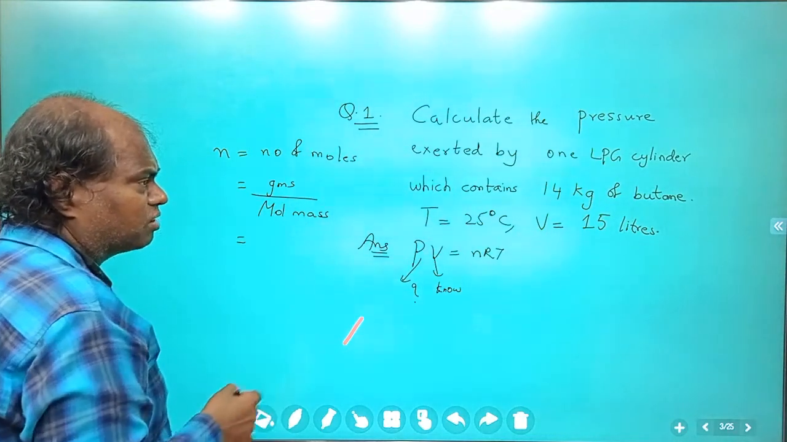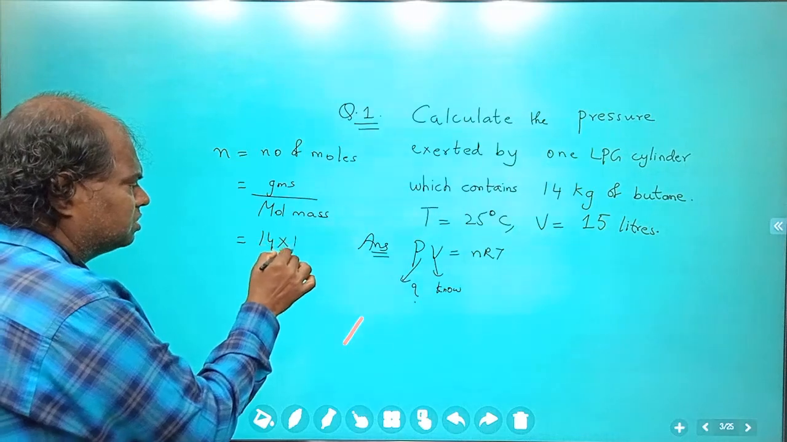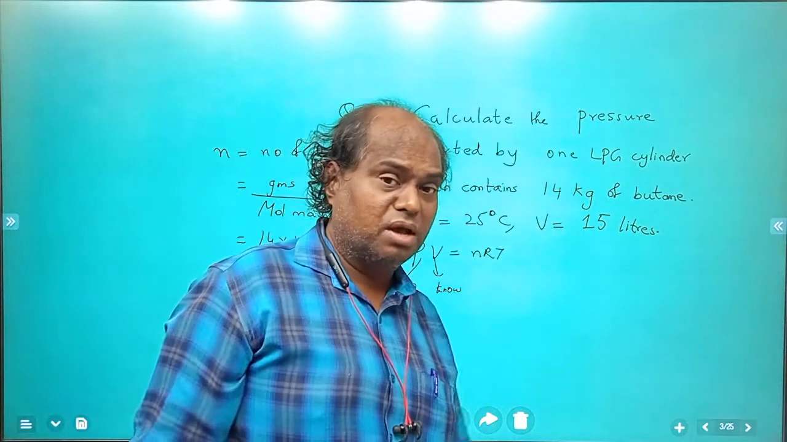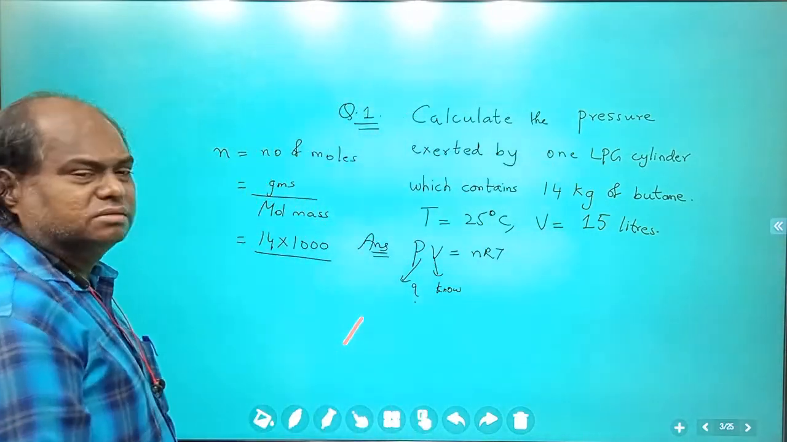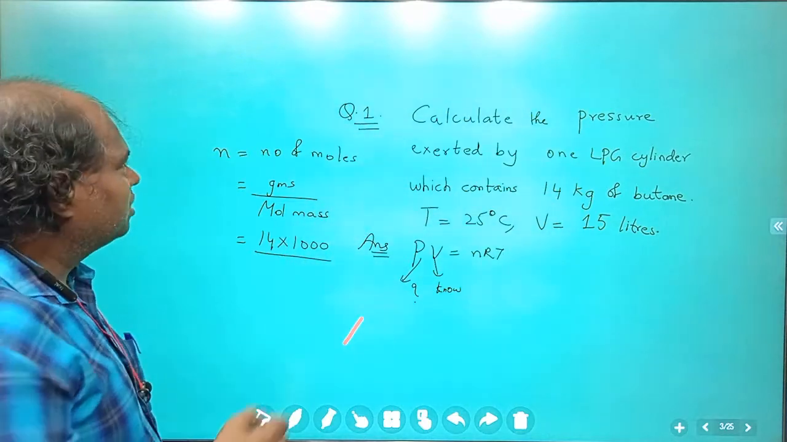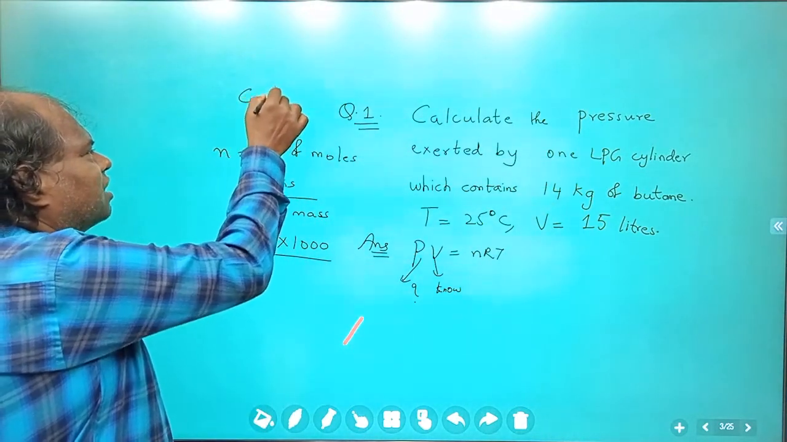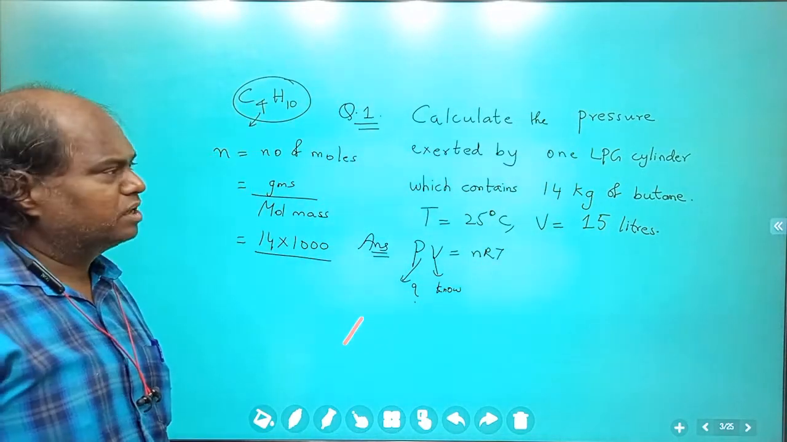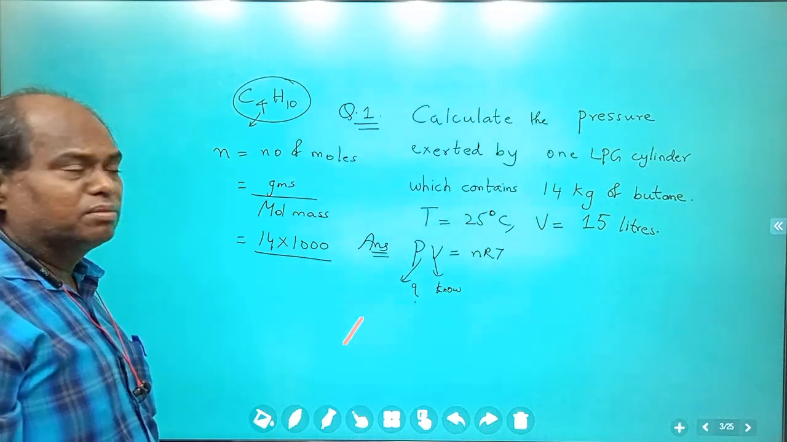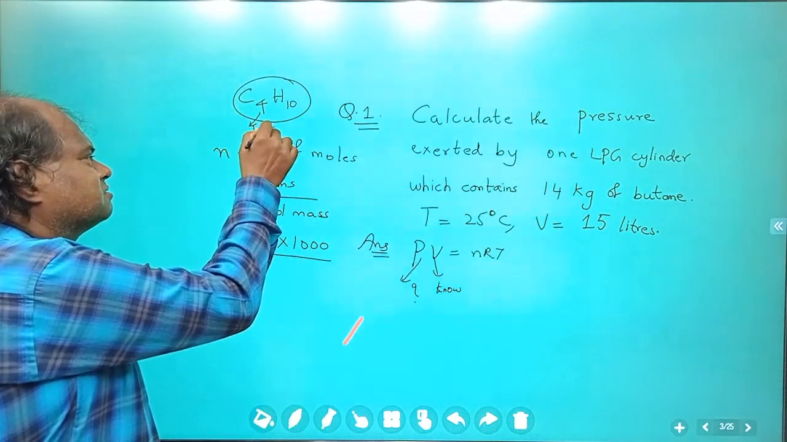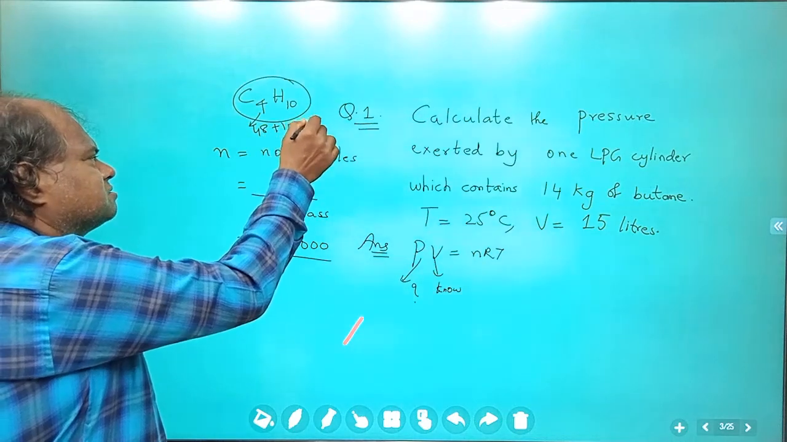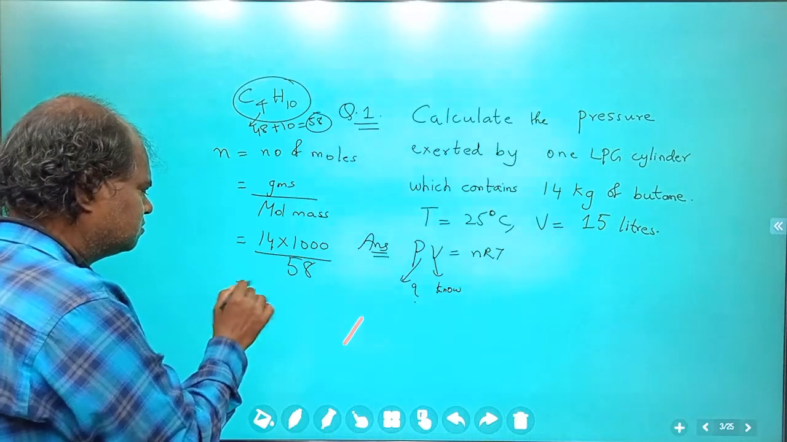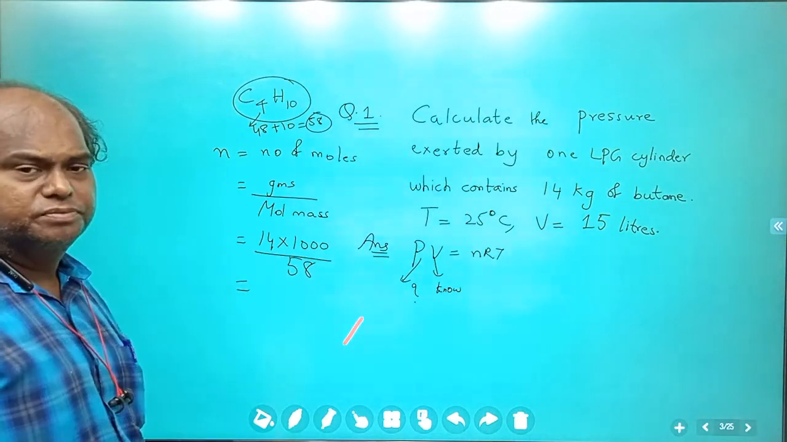Now remember I've given 14 kilograms of butane, so 14 into 1000 you have to do. This will give it in grams, right? 14 into 1000. And for butane molecular mass, the formula is C4H10. This is butane. Now how will be the molecular mass? 48 plus 10, how much? 12 fours are 48, so 58, right? Fine, students. This will give the number of moles.